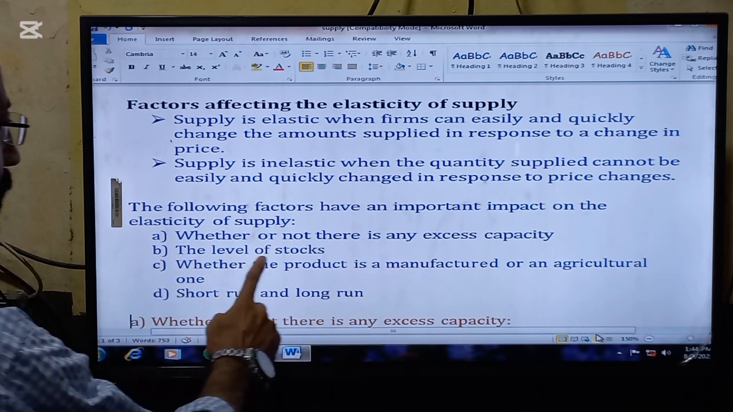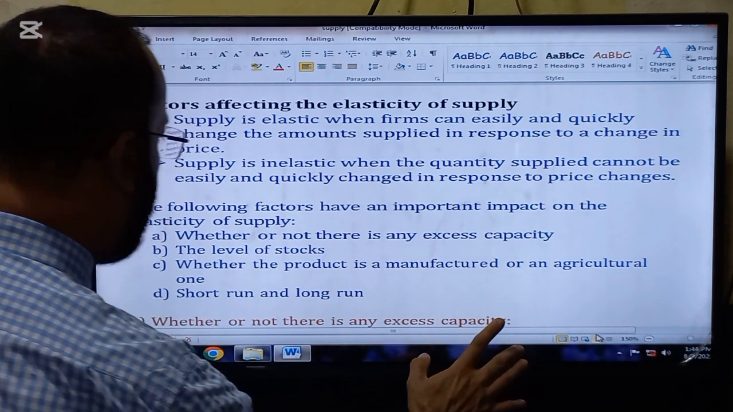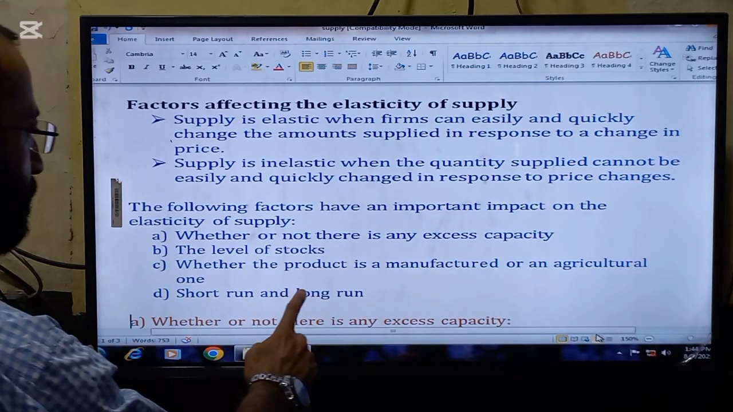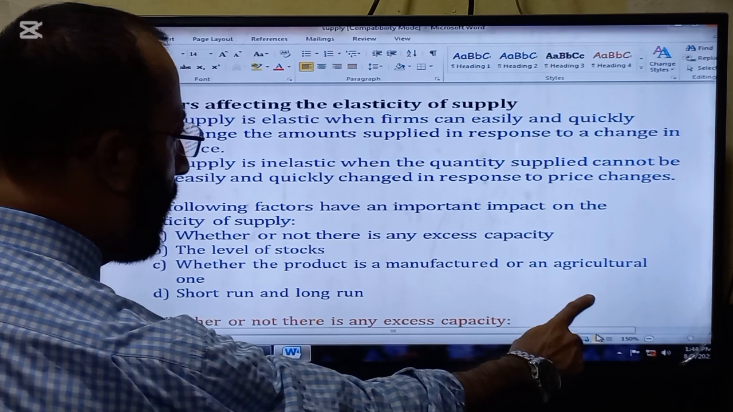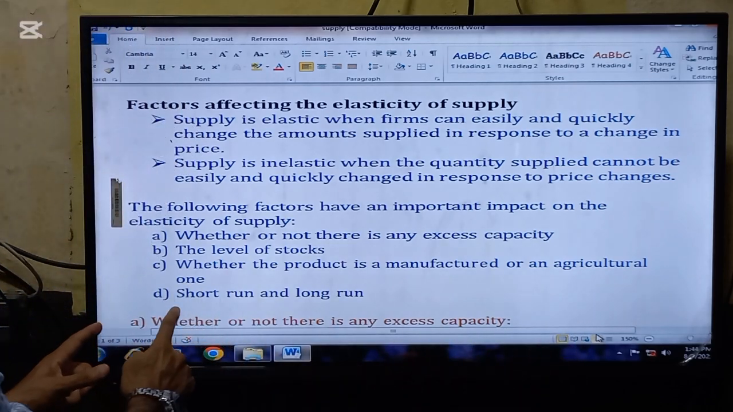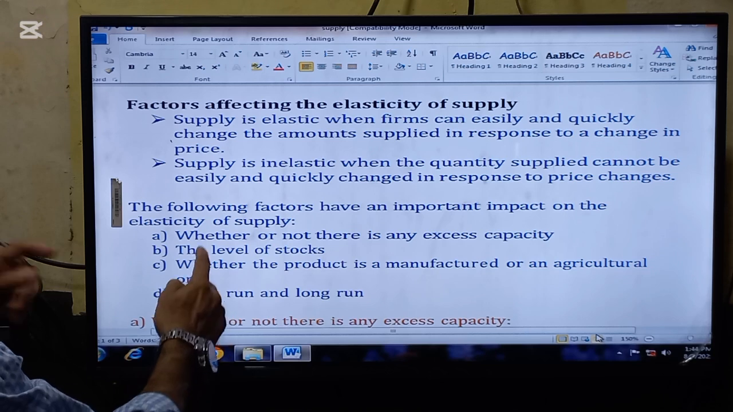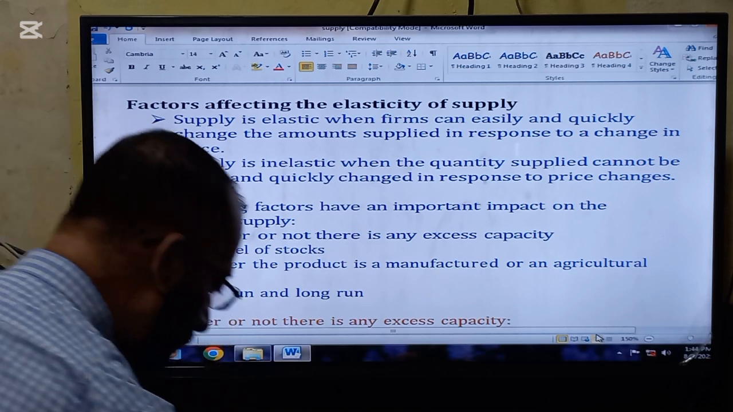Number one, whether or not there is an excess capacity. Number two, the level of the stocks. Number three, whether the product is a manufactured or an agricultural one. And number four, short run and long run. And now we will read these factors in detail one by one.